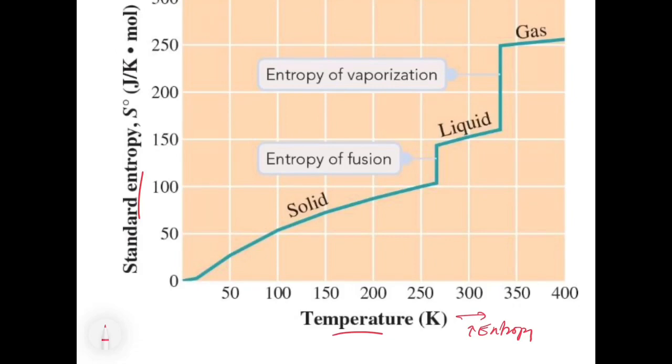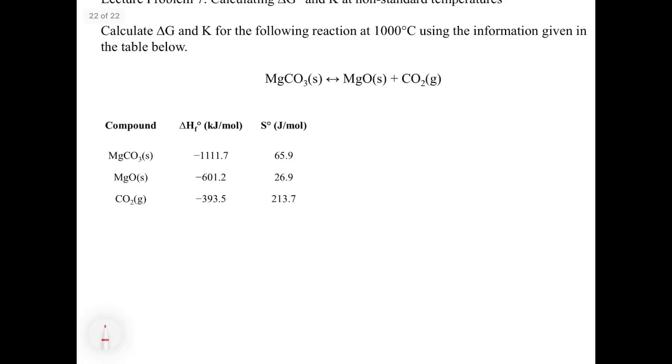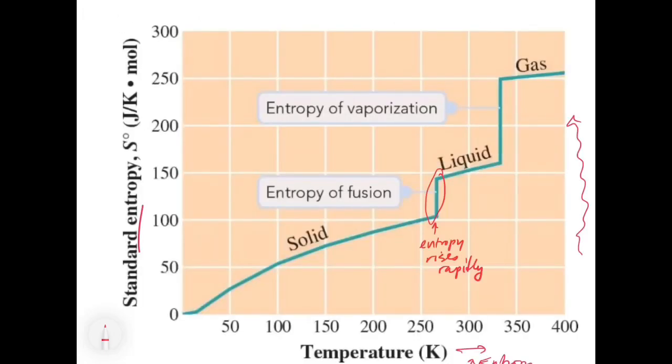We said that that was one of the four things that should increase entropy, increasing temperature. And we see that. Over the entire graph, the entropy is going up. But there are a couple of places where the entropy rises rapidly. And we notice that this is associated with a phase change. Phase changes are special because what happens at a phase change is we're putting energy in, and that energy breaks the intermolecular interactions.